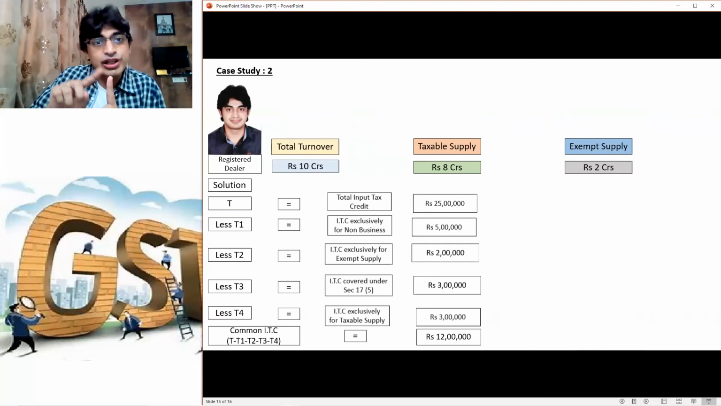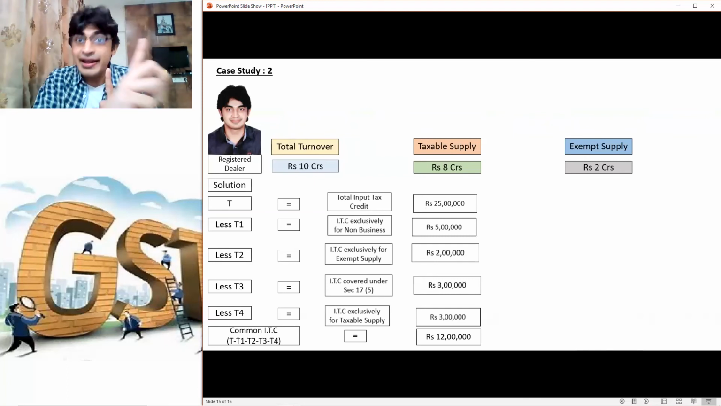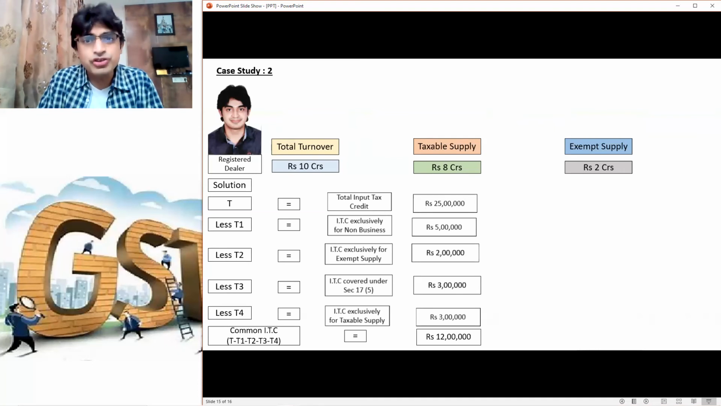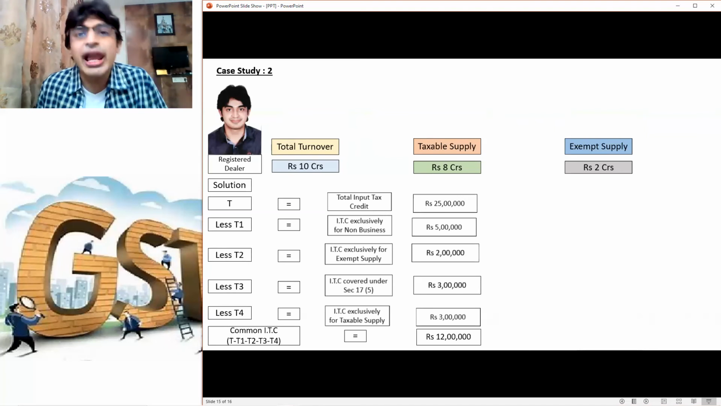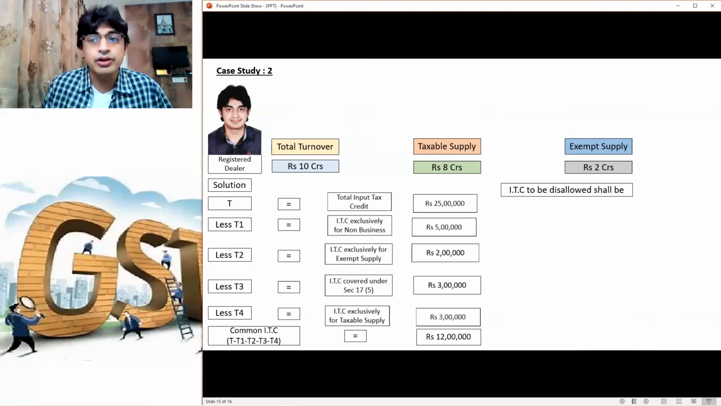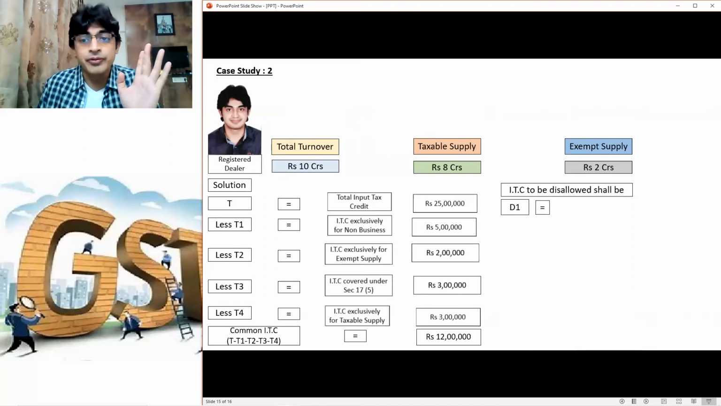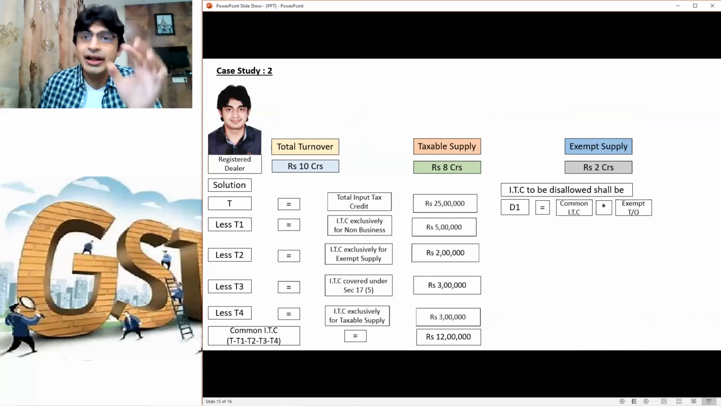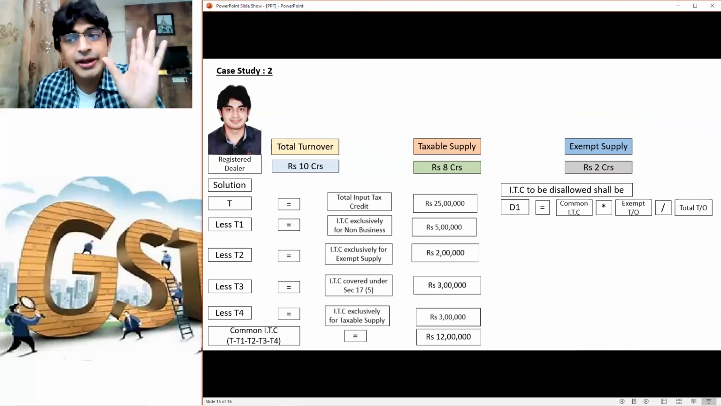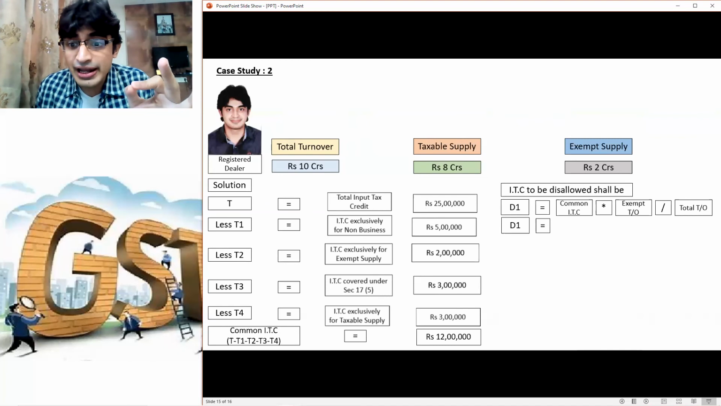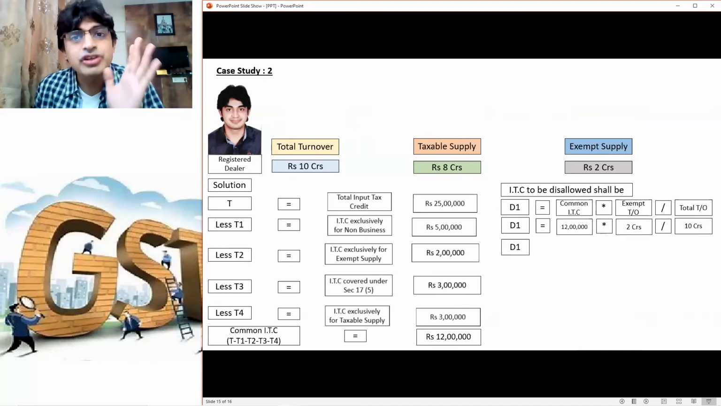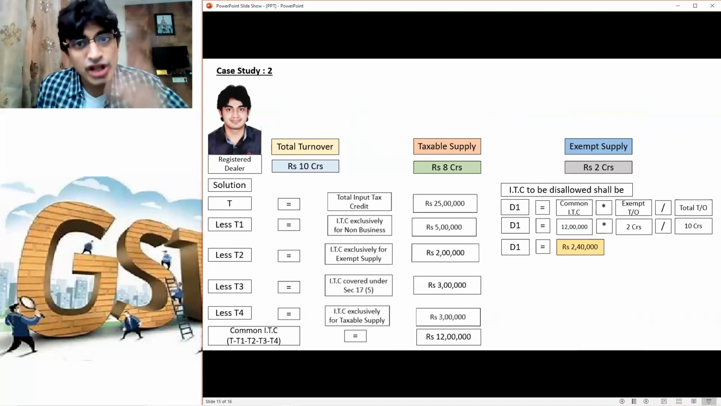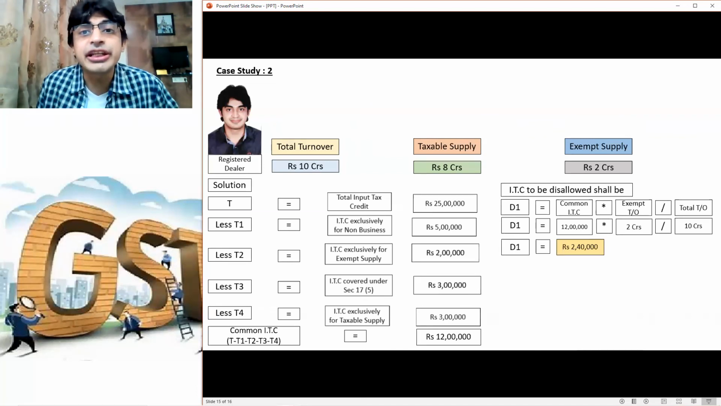This 12 lakh is utilized for taxable supply as well as exempt supply. And this 12 lakh is utilized for business as well as non-business purpose. Now calculate how much you are required to reverse. 17(2), D1. What is your common ITC? 12 lakh into exempt turnover divided by total turnover. So 12 lakh into exempt turnover of 2 crore divided by total turnover of 10 crore. So 2 lakh 40 shall be reversed as per D1, 17(2).